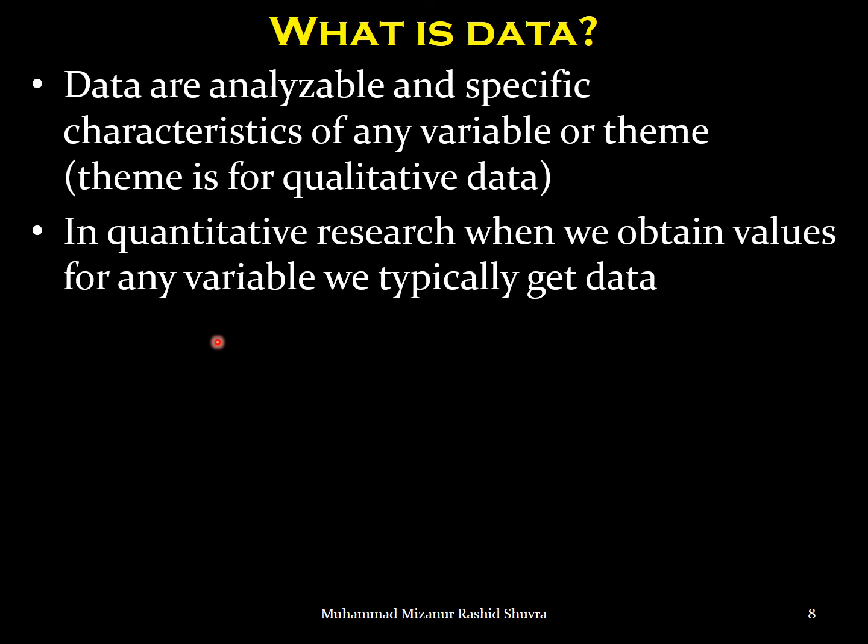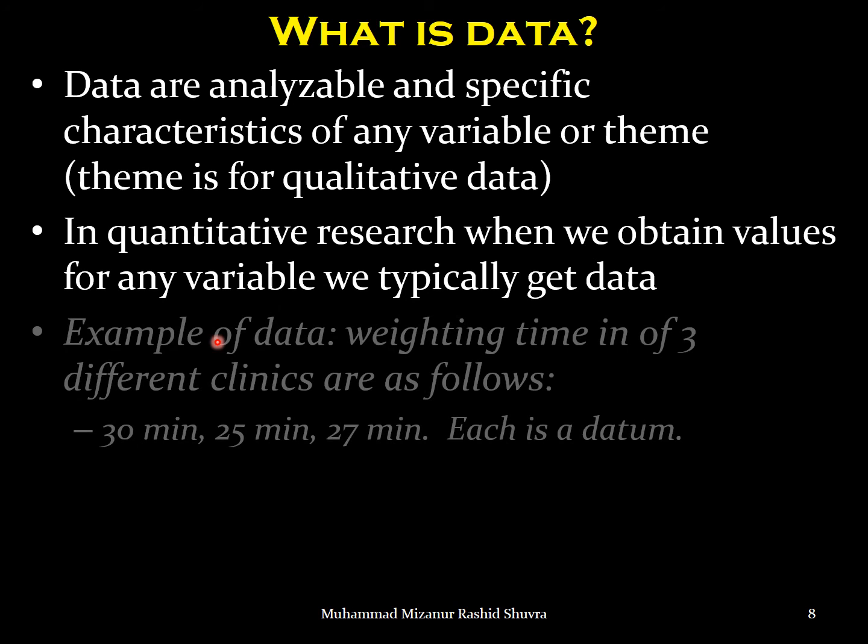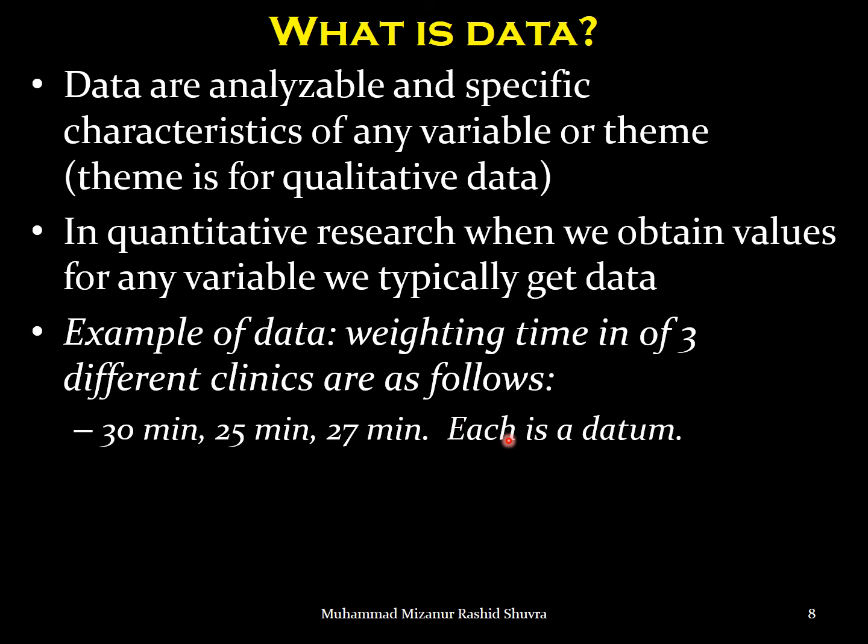In quantitative research, when we obtain values for any variable, we typically get data. That's what we're saying. We measure it and then we get data. An example of data would be waiting time. Sorry, I wrote the wrong spelling. Waiting time in 3 different clinics, for example, could be 30 minutes, 20 minutes, 27 minutes. Each is a datum. So 30 minutes is a datum, 20 minutes, 25 minutes is a datum.